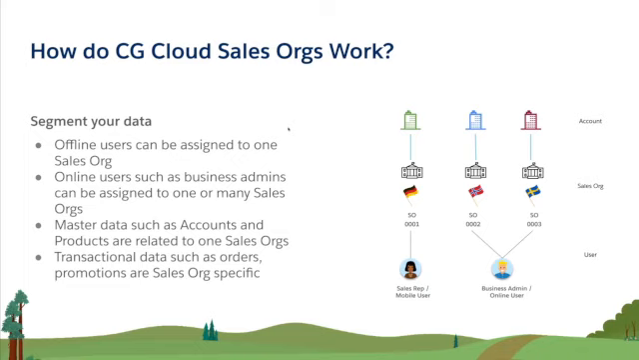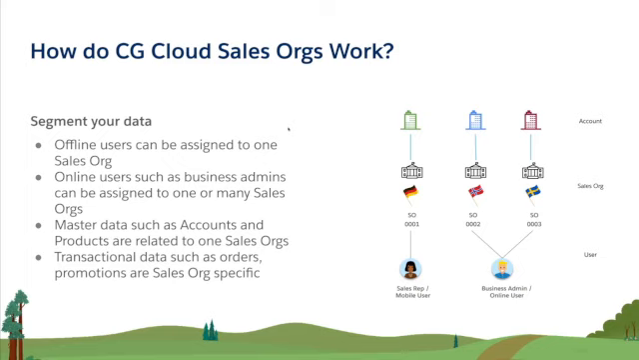In CG Cloud, you can assign one mobile user. So let's assume a sales rep as a mobile user. You can assign this user exactly to one sales org, in this example, the regional market Germany.